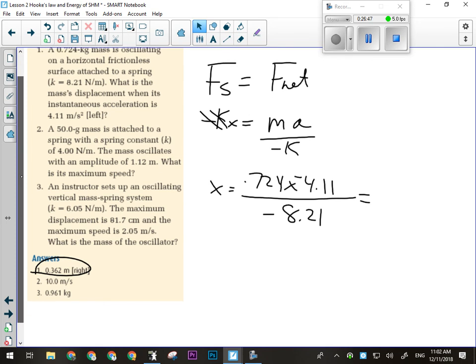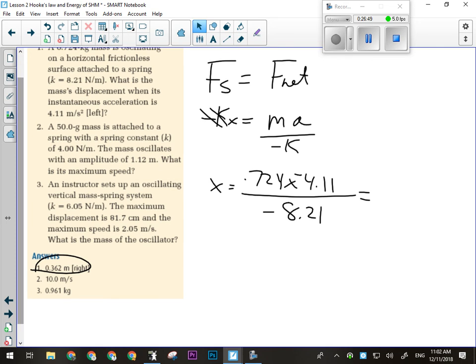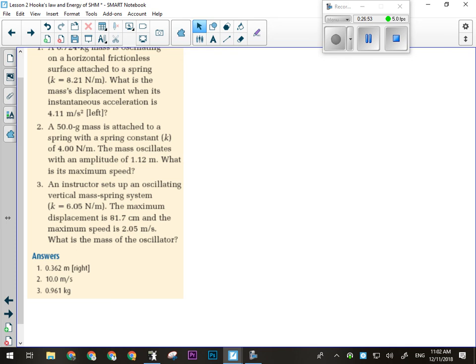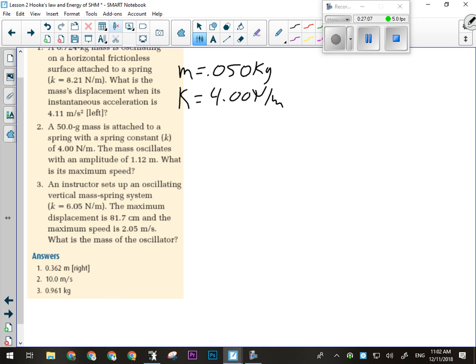Now, question number 2, another example here, slightly different. It tells me that I have a 50-gram mass. So I'm just going to write down my givens here. That's 0.050 kilograms, attached to a spring that has a spring constant of 4 newtons per meter. The mass is oscillating with an amplitude of 1.12 meters.